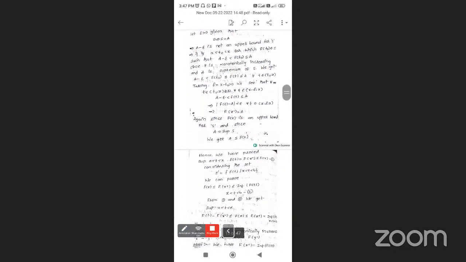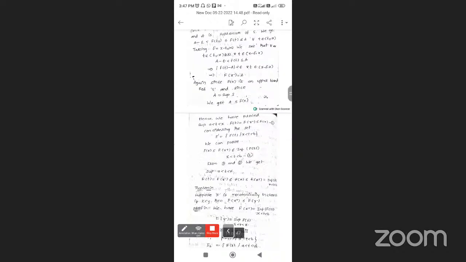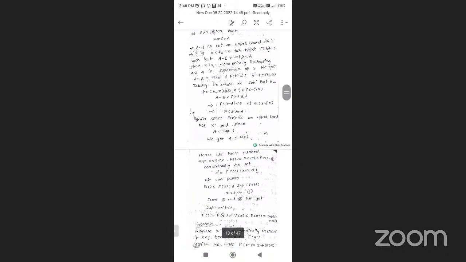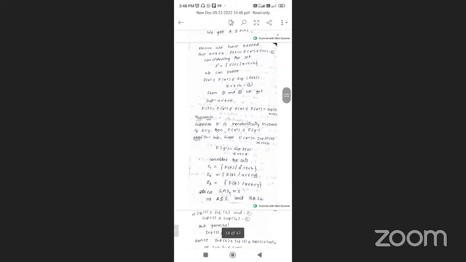So from 1 and 2 we get the supremum of f of t is equal to f of x bar, which is less than or equal to f of x, which is less than or equal to f of x plus, which is less than or equal to the infimum of f of t, for x less than t less than b. So that is the theorem.